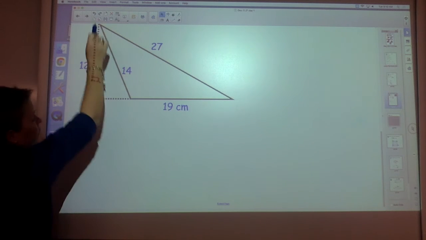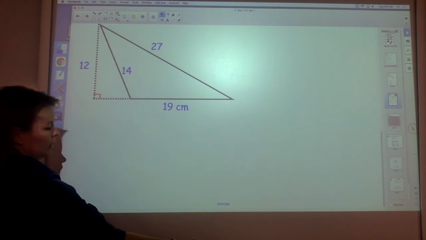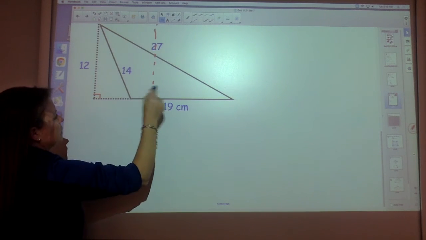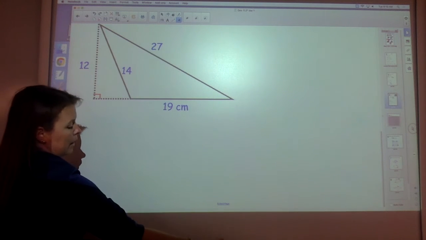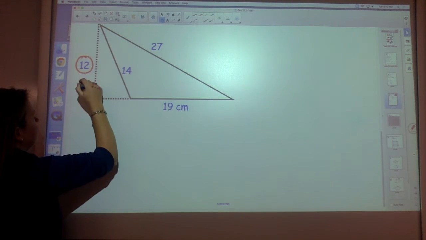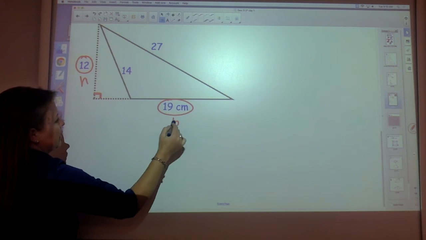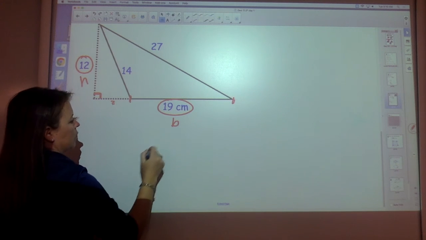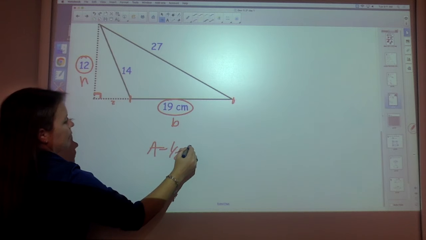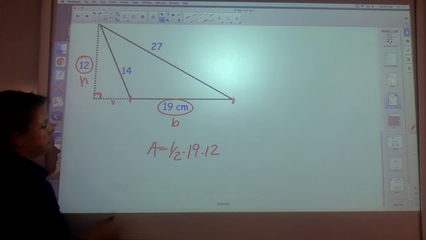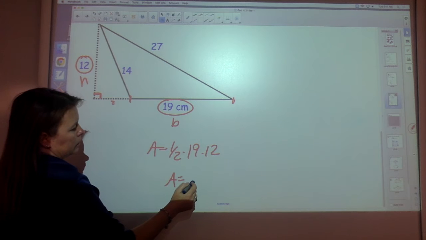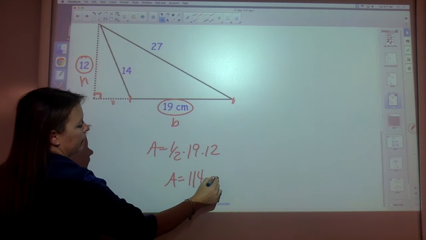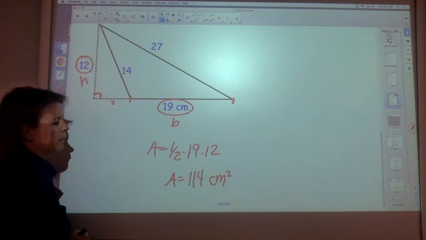Top to base. You could have drawn that same dotted line right through the middle of it if you wanted to and made how tall it is. Doesn't matter where it's drawn, it only matters that it's perpendicular. What's the height? 12. What's the base? 19. You don't need to know this little piece right here. The base only goes from here to here. Area equals 1/2 times base times height for an area of 19 times 6, probably about 114 centimeters squared.